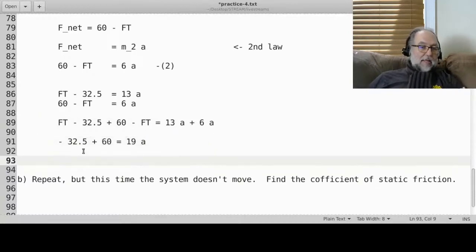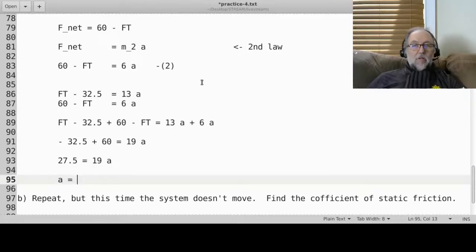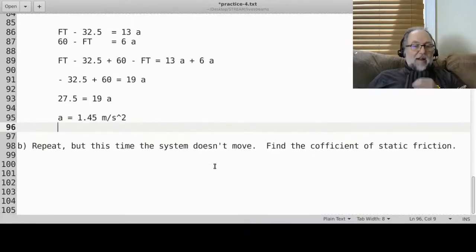All right. And then 60 minus 32 is 27.5, and that's going to equal 19a. And so a is going to equal 1.45 meters per second squared. All right, so that solves that one. Okay, so great.